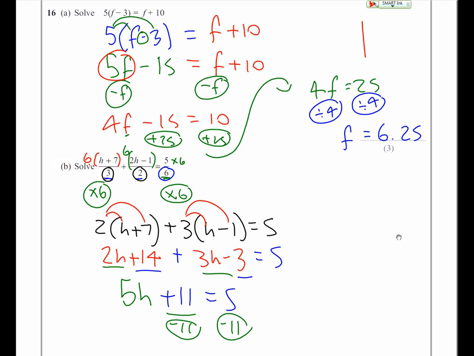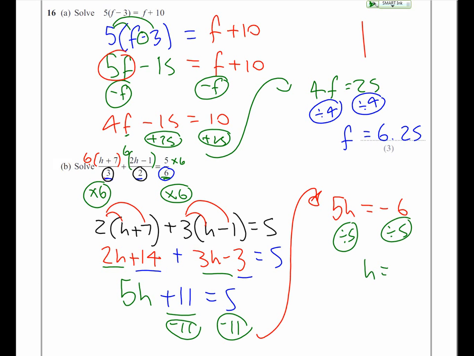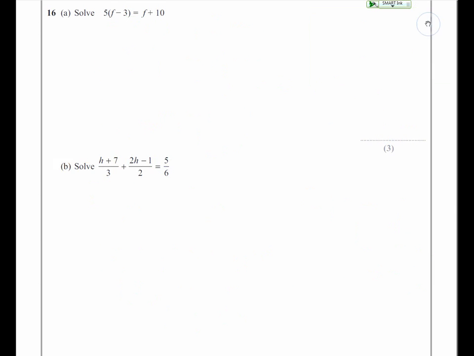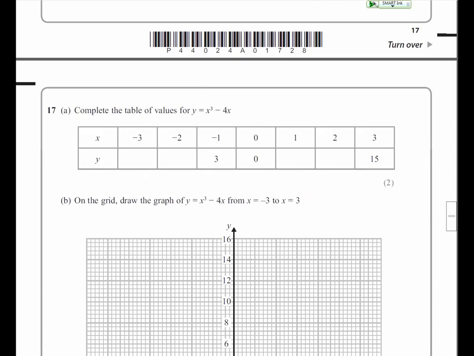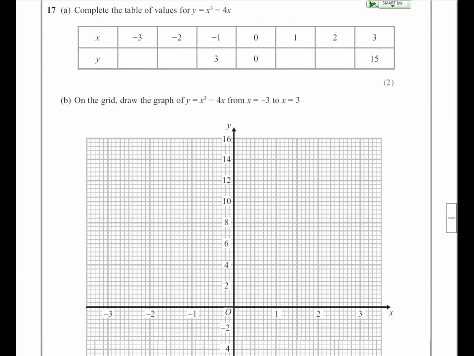Okay, so you take 11 from both sides, and you get 5h left on the left, and you get 5 minus 11, which is minus 6. If you're not confident, use a calculator. Divide by 5 on both sides, and minus 6 divided by 5 on your calculator is going to give you minus 1.2 as your answer for h. Okay, quite a tricky one. Just carry on with the skills of solving the equation, and you'll be okay.